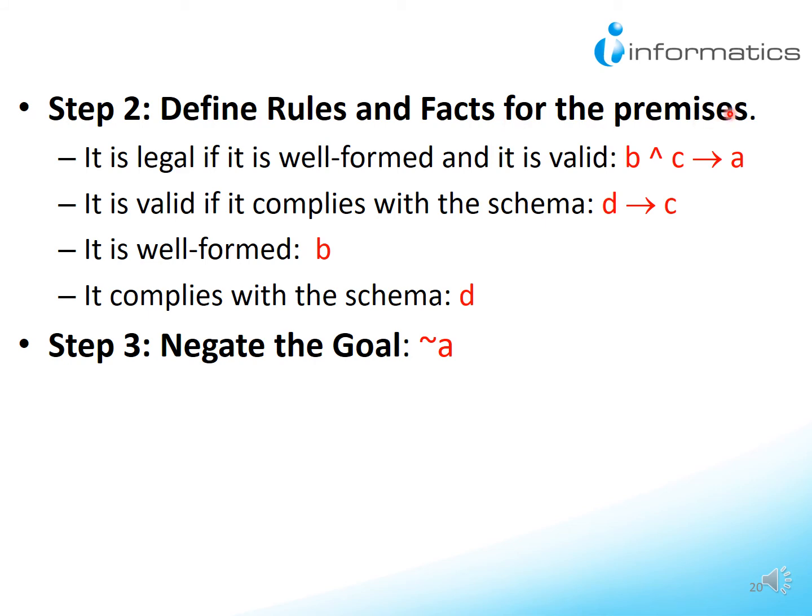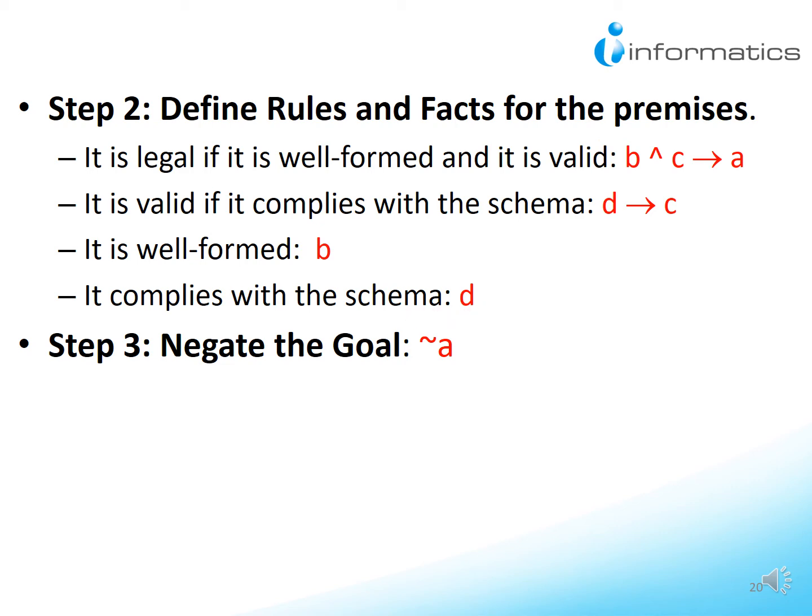Define rules and facts from the premises. It is legal if it's well-formed and valid, so translate into B and C imply A. If it's valid if it complies with the schema, translate into D implies C. If it's well-formed, it's simply B. It complies with the schema is simply D.